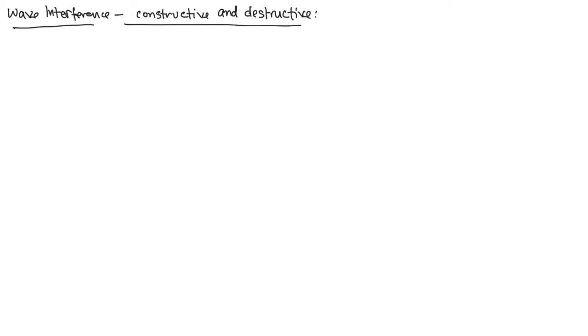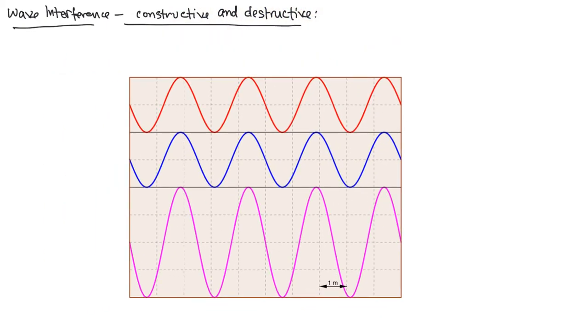So let's take a look at some examples of constructive and destructive interference. We'll start with constructive interference, and here we have two waves.